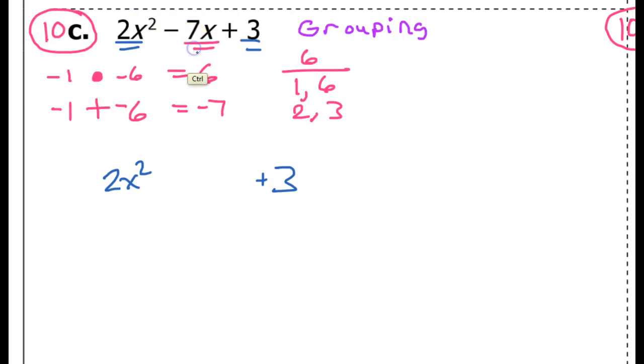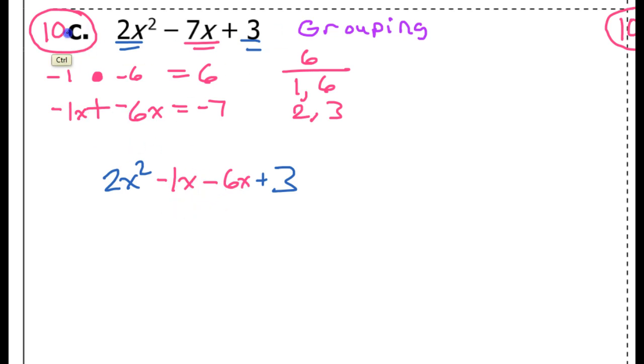Okay, for the middle term, we are going to split this apart using the two numbers that we just found. So instead of writing -7x, we're going to write -1x and -6x, because together that makes -7. So I'm going to put -1x minus 6x. I'm not going to put plus negative, I'm just going to put minus.